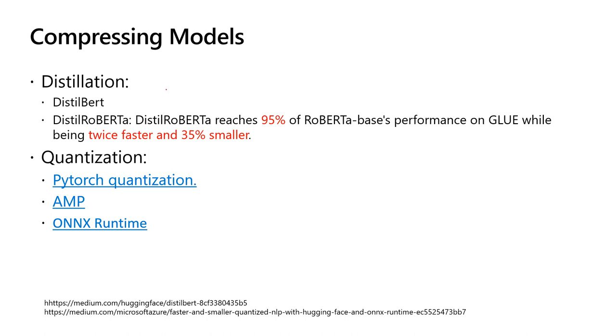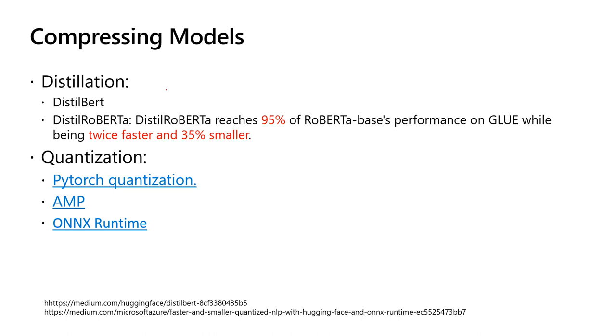One way of compressing models is distillation. We have talked about distillation in the past. Basically, it's knowledge distillation, sometimes also referred to as teacher-student learning, in which a small model is trained to reproduce the behavior of a larger model.